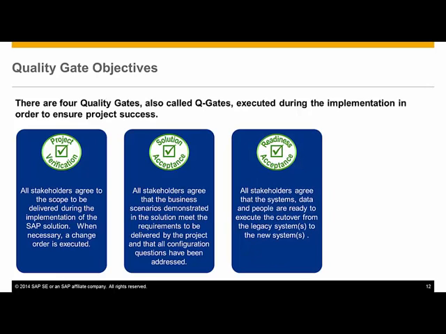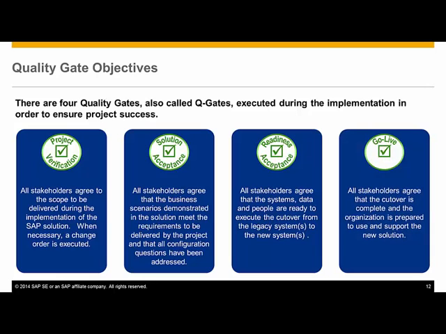The readiness acceptance Q gate is when all stakeholders agree that the systems, data, and people are ready to execute the cutover. Lastly, the Go Live Q gate confirms with all stakeholders that the cutover is complete and the organization is ready to use and support the new solution productively.